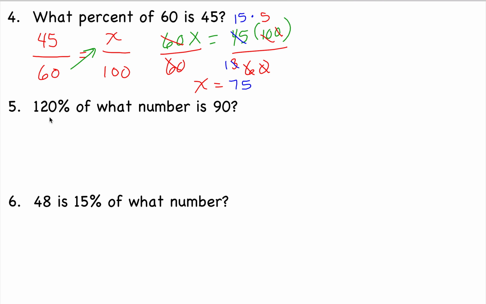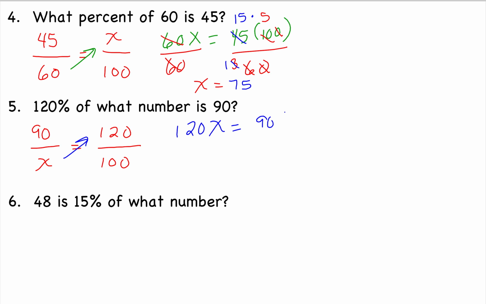Next problem, 120% of what number is 90? Well, we have 90 as the is. We're looking for of, so we're going to have 90 over x equals 120 over 100. And then let's go ahead and cross multiply again. So we get 120x equals 90 times 100. Then we're going to divide both sides by 120 to get x alone.